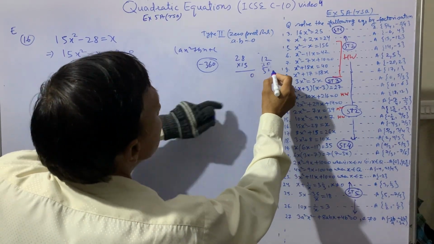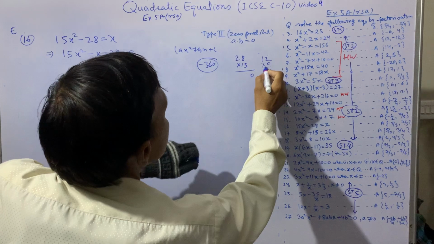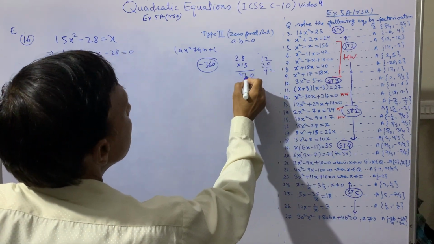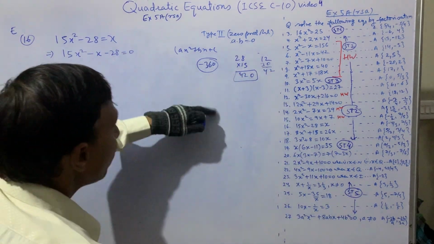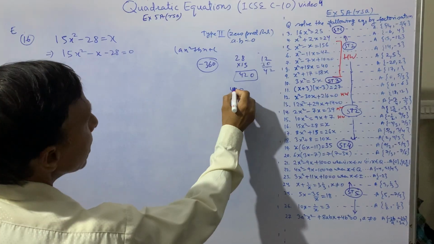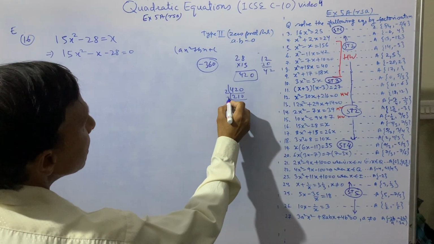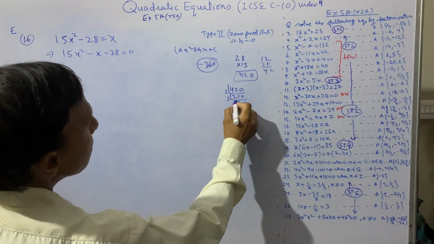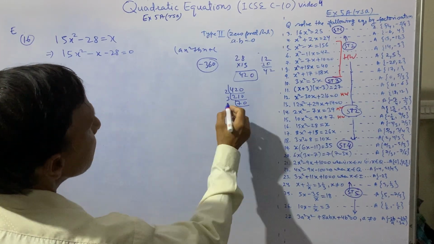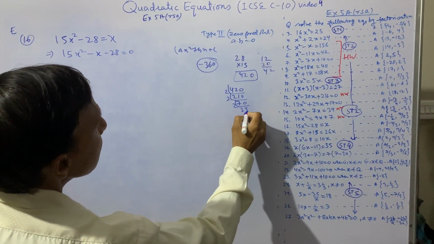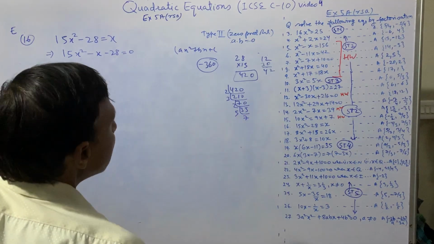So we are getting 420. Okay, now we will factorize this 420. So we are getting 2, 2 1s are 2, 0, and then 3 7s are 21, 0, and then we are getting 2 3s are 6, 2 5s are 10, then 5 7s are 35.